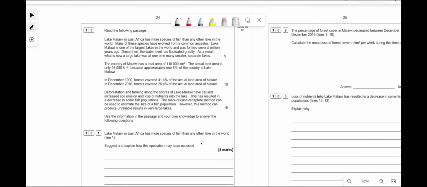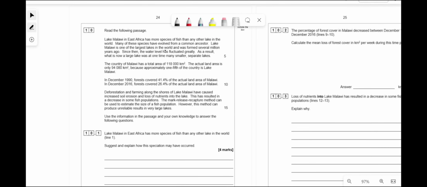So let's read what it says. Lake Malawi in East Africa has more species of any other lake in the world. Oh my god, that's what line 1 says. Read around the line, okay? The amount of times that I've had to help with questions like this, and they just read that one line and they're like, I can't find the answer. It's like, come on, bro.